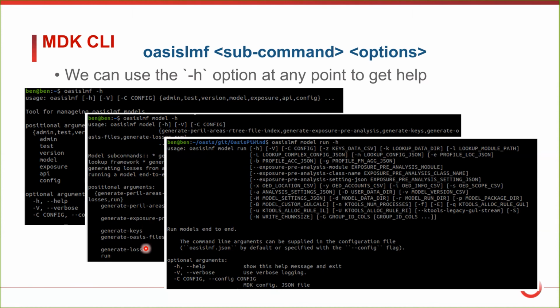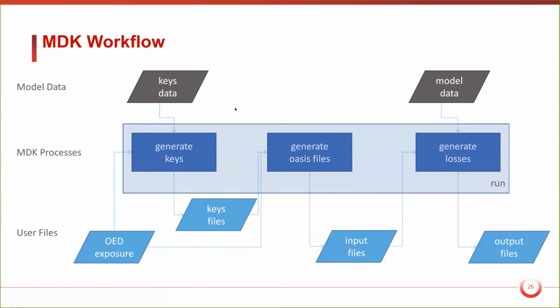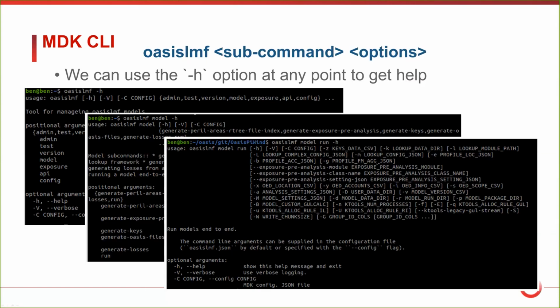So if I wanted to run any of those processes individually, I could just do oasislmf model generate-keys, and it would generate the keys. oasislmf model run runs the whole thing. So if you remember my workflow, the run encapsulates all of the underlying processes. So the MDK really is, once you've got the bits in place, it just allows you to run the entire end-to-end system from the command line on a local development environment.